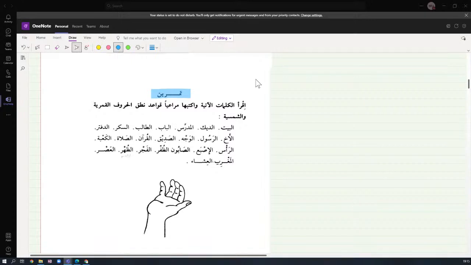طيب, so continuing, he says: اقرأ الكلمات الآتية واكتبها مراعيا قواعد نطق الحروف القمرية والشمسية. So the author says, read the following words and write them by paying close attention to the rules of reading of the حروف القمرية and الشمسية. So the author wants to know, are you going to say al-baytu, or are you going to read it ab-baytu?